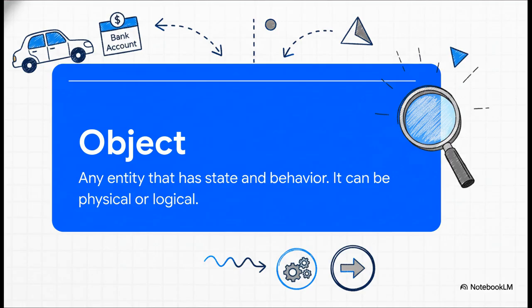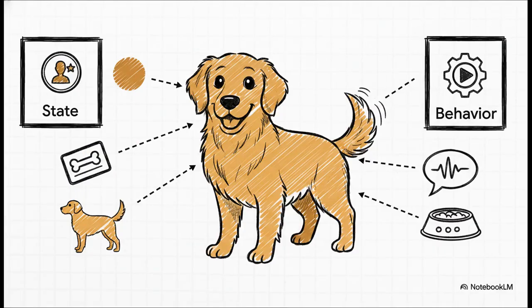And this can be a real-world thing like a motorcycle, or something more abstract, like your user profile on a website. All right, let's make this super clear with a simple example. A dog. Its state would be things like its color, its name, its breed. And its behavior, well, that's stuff like wagging its tail, barking, or eating. See? It's just a thing with a bunch of descriptions and a list of actions it can do.